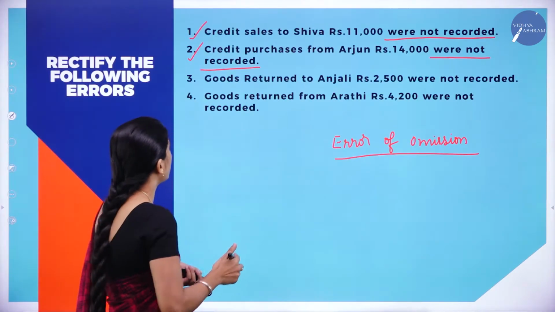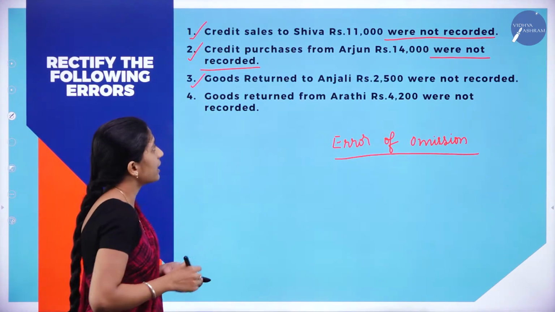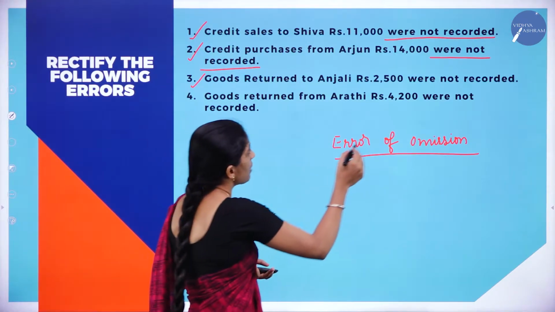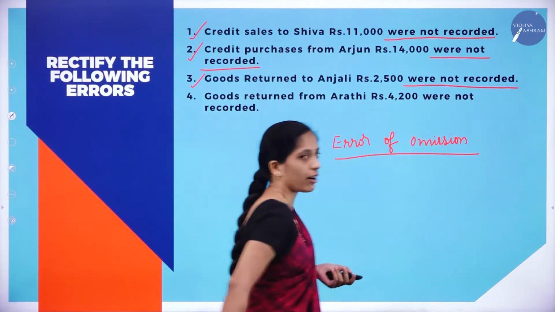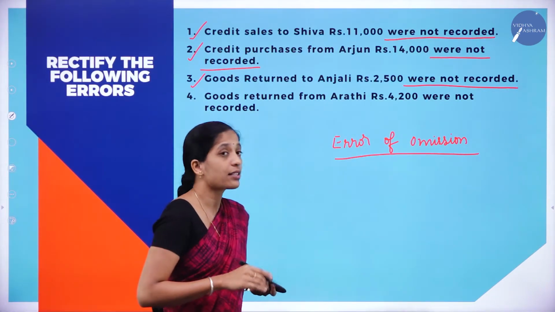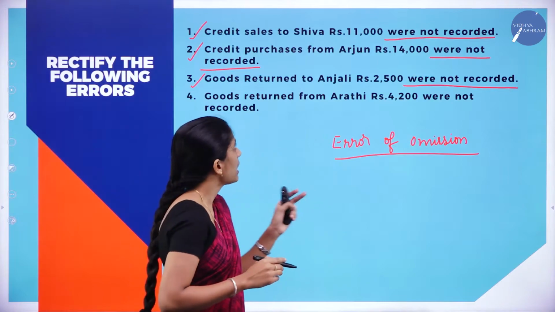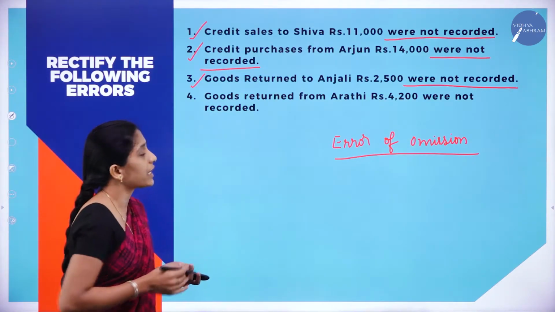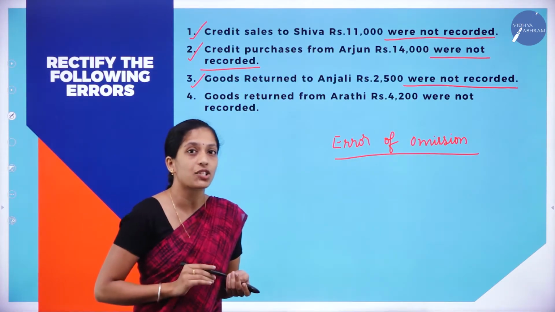Now, moving on to the third one, it is goods returned to Anjali, rupees 2,500 were not recorded. So, this is also a type of error. What type of error is it? It is error of omission. So, what is the transaction? Goods returned to Anjali. So, what is the journal entry?